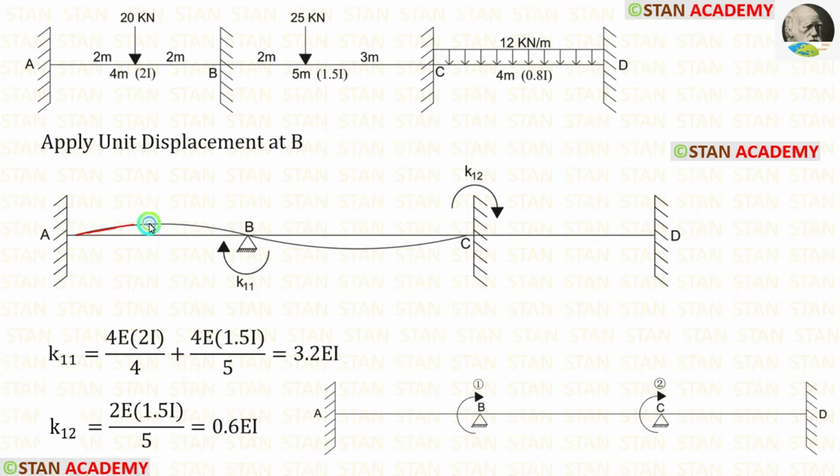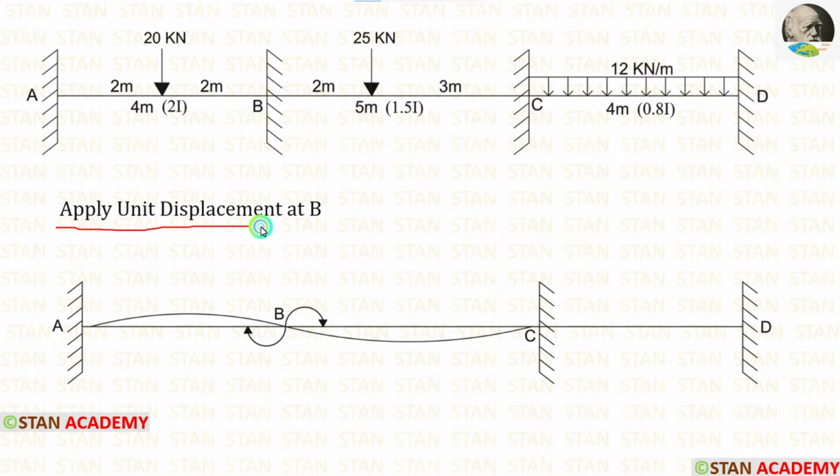Now let's see how to draw this curve. We are applying unit displacement in the point B. The point B is the joint. It is connecting two spans BA and BC. So in the point B, we have to make two clockwise curves, one towards the point A and one towards the point C, but both of them should be in clockwise direction.